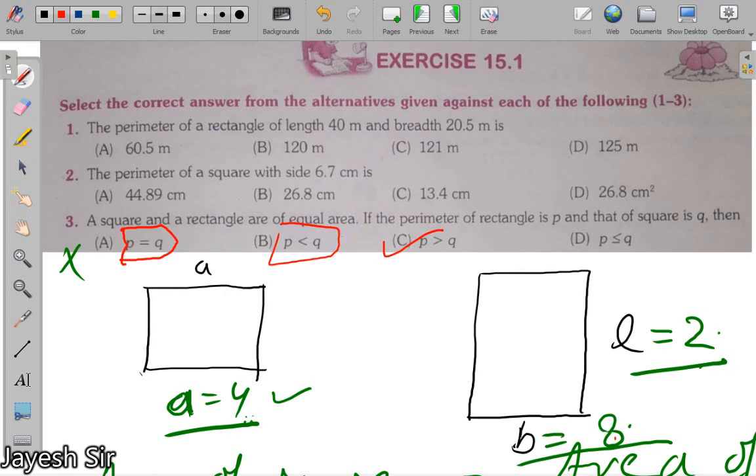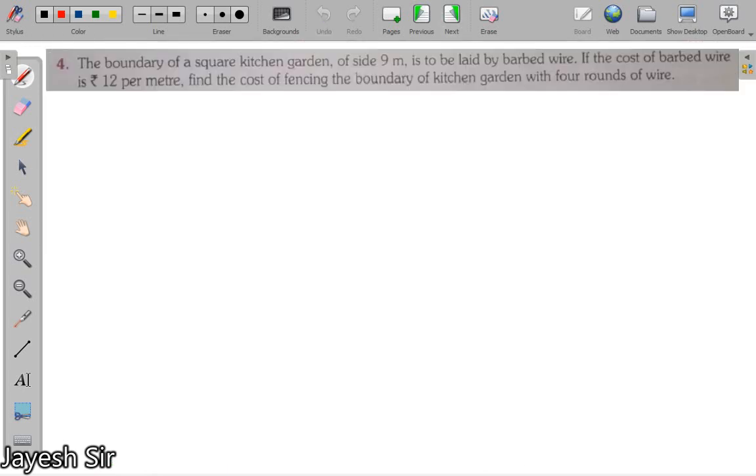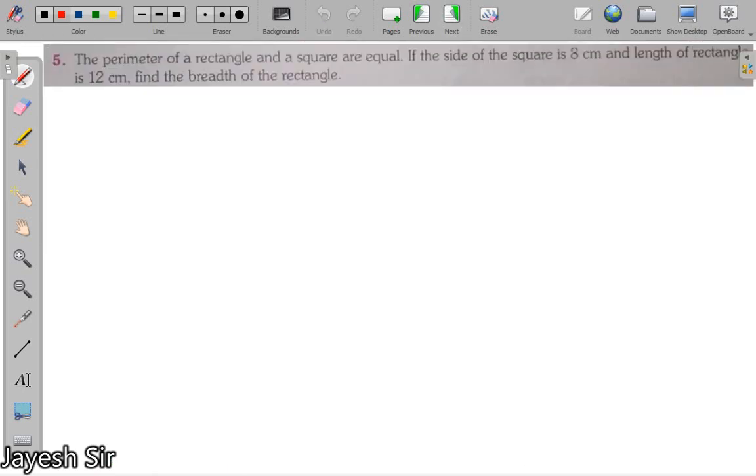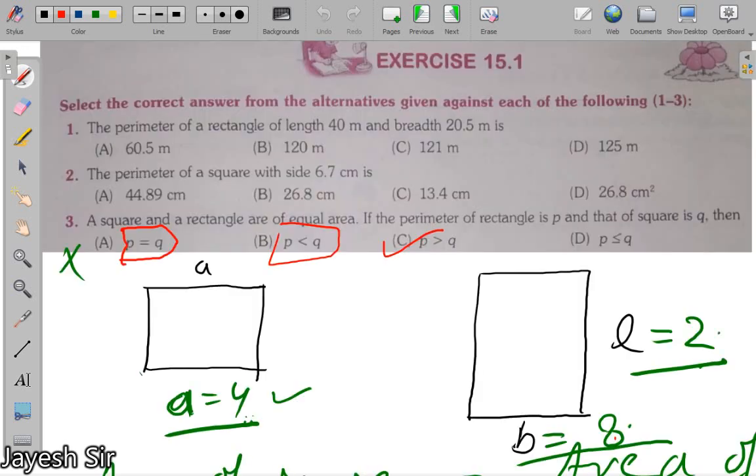So that's all for today. Try question number 4 and question number 5 if you can. Otherwise we will discuss the remaining questions in the next lecture.